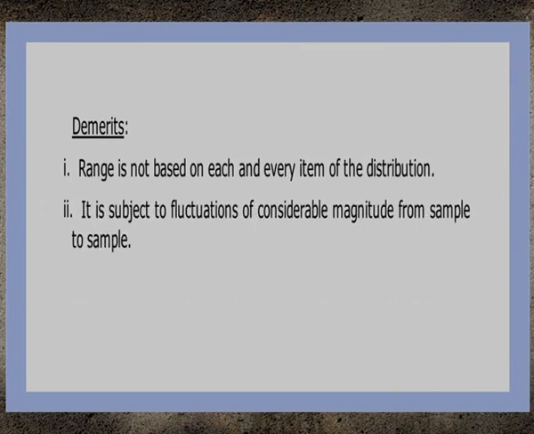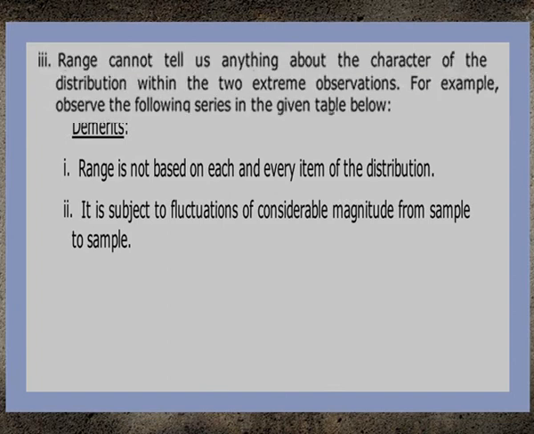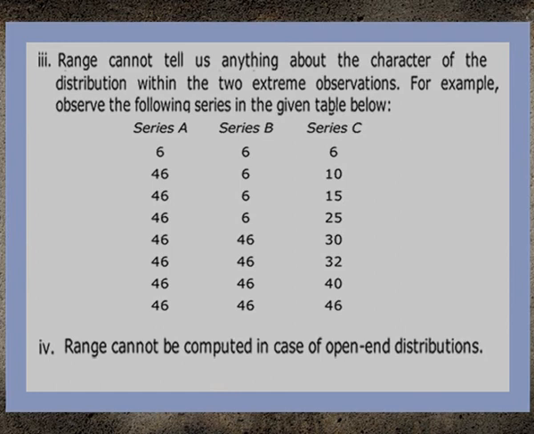First one, range is not based on each and every item of the distribution. Second, it's subject to the fluctuations of considerable magnitude from sample to sample. Third one, range cannot tell us anything about the character of the distribution within the two extreme observations.